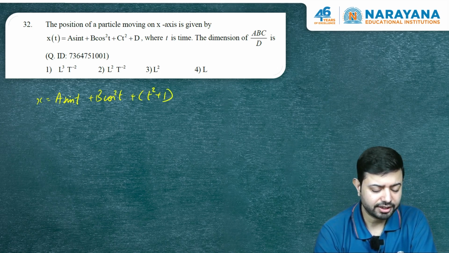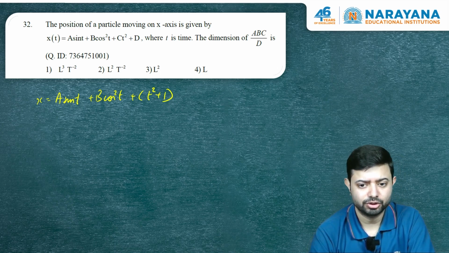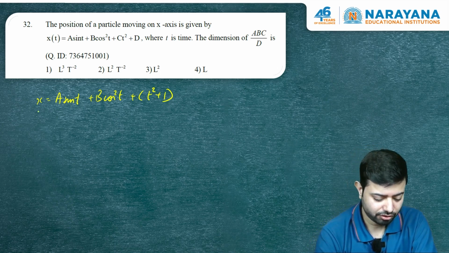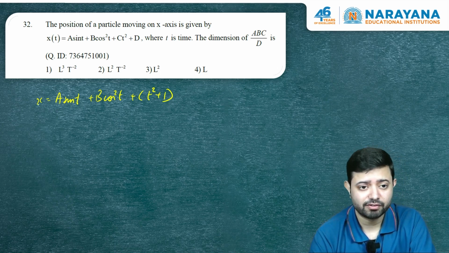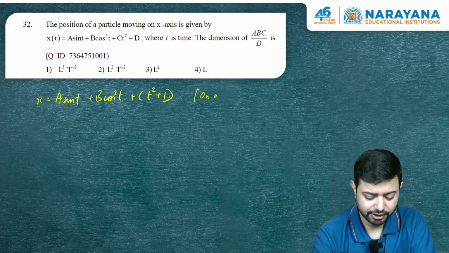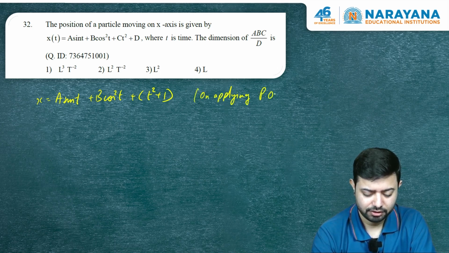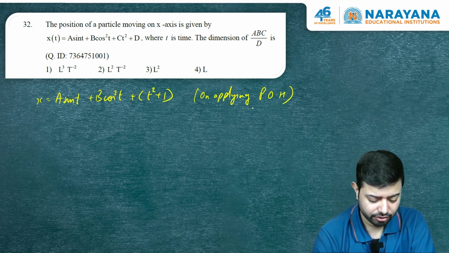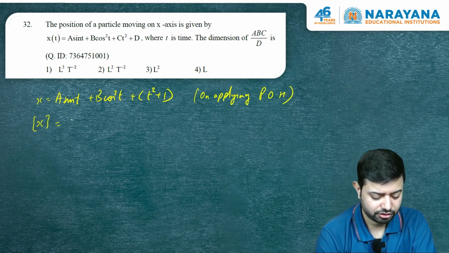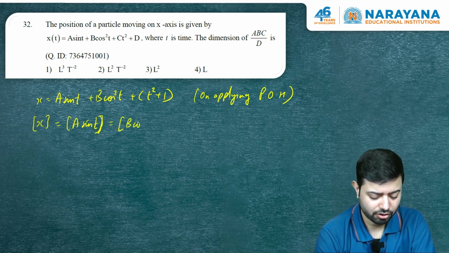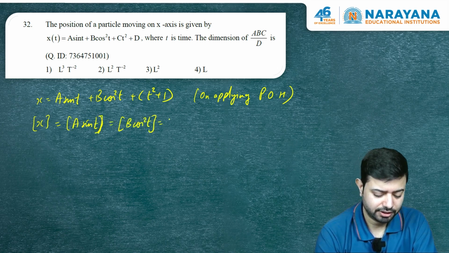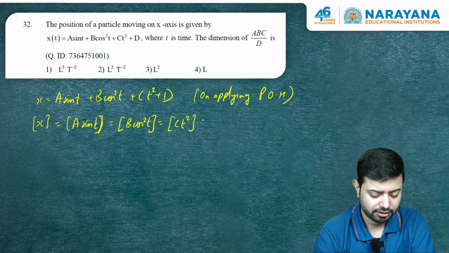As you know that sine functions, trigonometry functions do not have any dimension formula, right. So, obviously, and you can apply the principle of homogeneity, right. On applying principle of homogeneity, you can say that the dimension formula of x should be the dimension formula of a sin t, should be the dimension formula of b cos square t, should be the dimension formula of c t square, should be the dimension formula of d also.